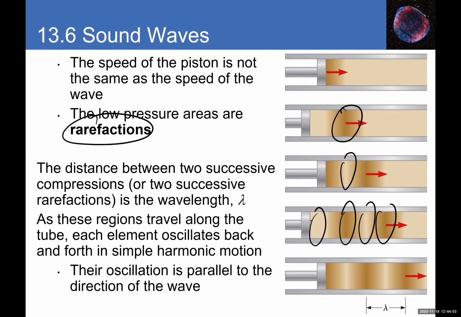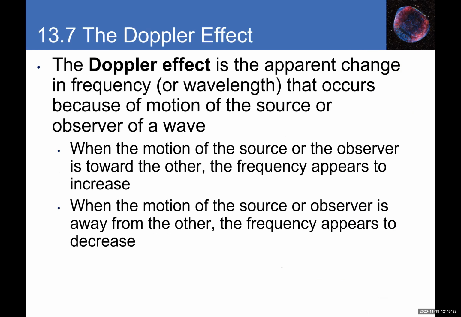The distance between two successive compressions or two successive rarefactions is one wavelength. In a way, you can think of it as a crest and a trough, crest and a trough. From one crest to another crest is a wavelength, or from one compression to another compression. And the gas molecules, when they oscillate, oscillate parallel to the direction of the wave. The wave is moving to the right, and the molecules also fluctuate right or left, which is parallel to the direction of the wave.